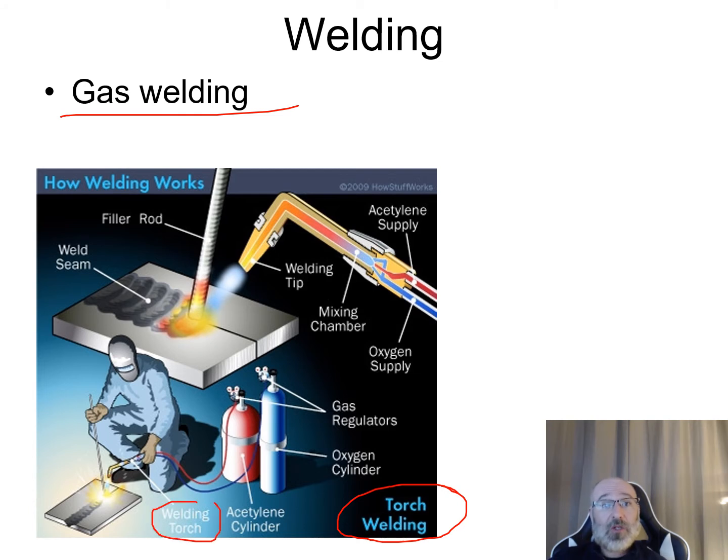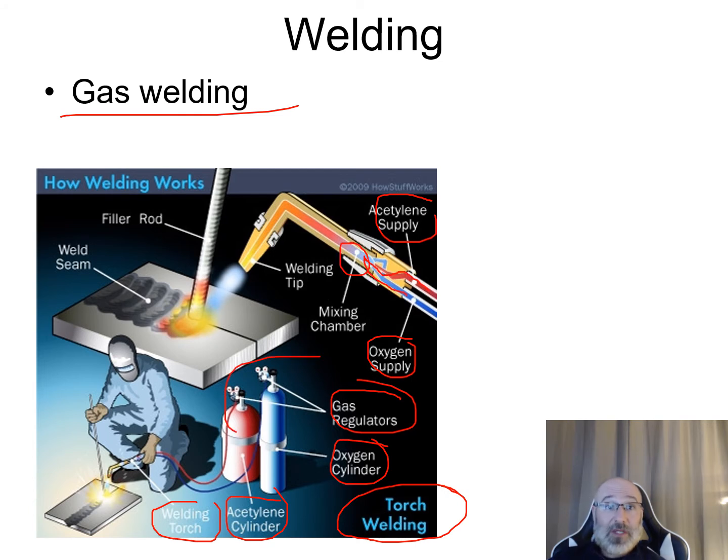Now coming into this torch, you can see we have acetylene and we have an oxygen cylinder. And with these, we have a regulator on each of these, regulating the amount that comes in. So we can see our oxygen supply coming in. We're looking at the cutaway view here of our torch and our acetylene supplier here. So these both come in to our mixing chamber right here.